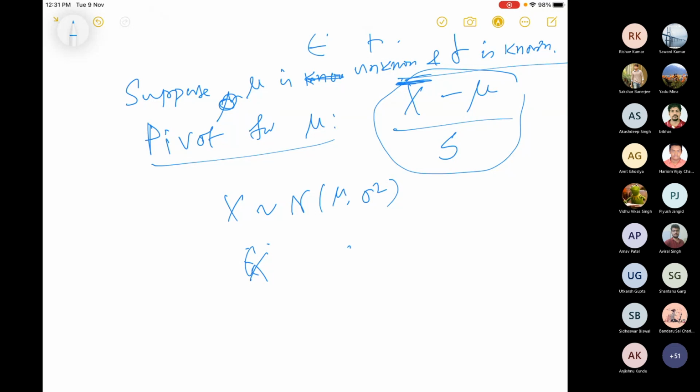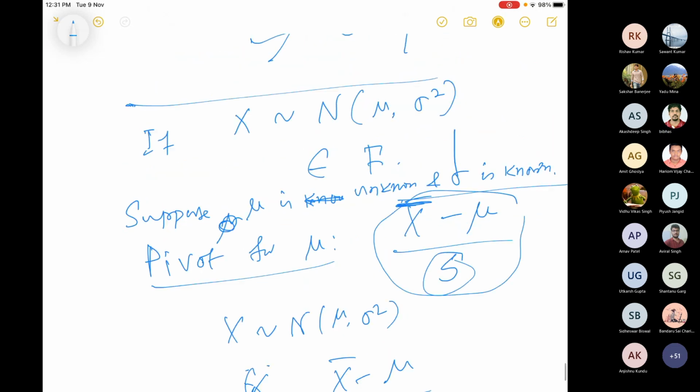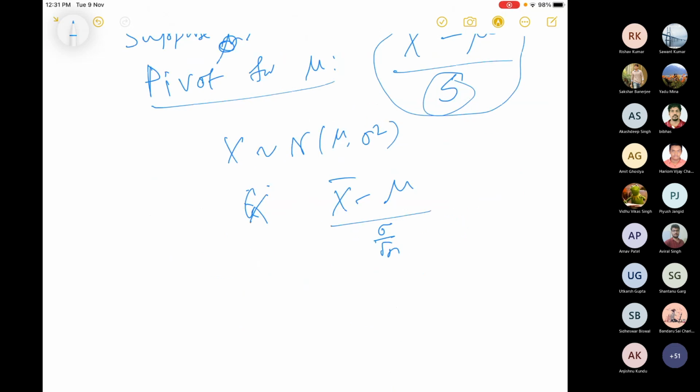So what is X bar minus mu by sigma by root n? I assume that sigma square is known, so I don't need anything else to be done. The distribution of this is standard normal, N(0,1).